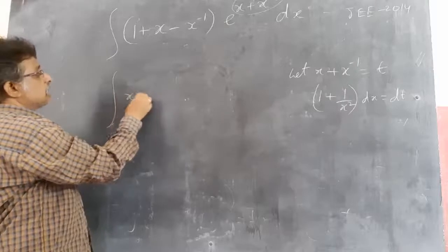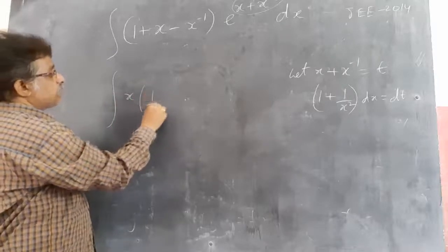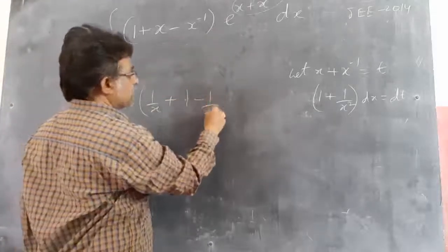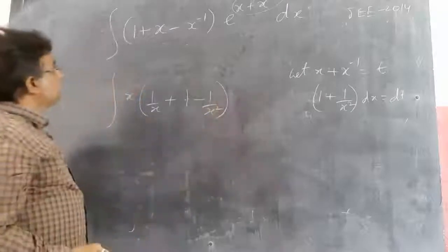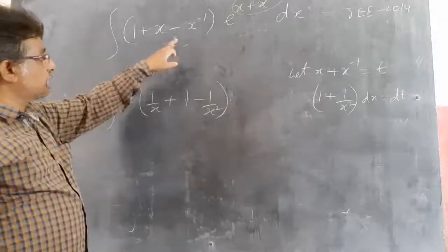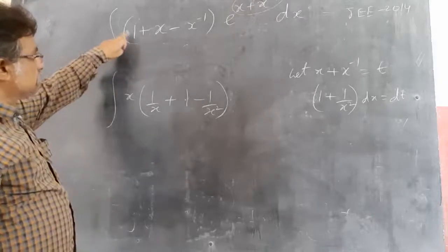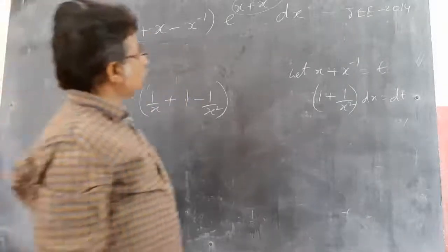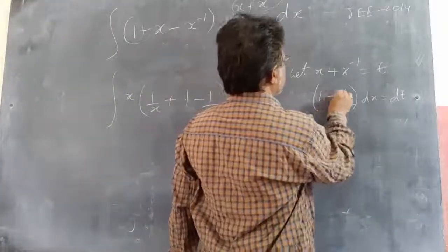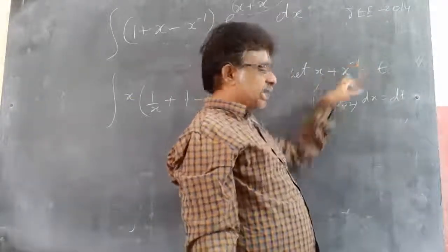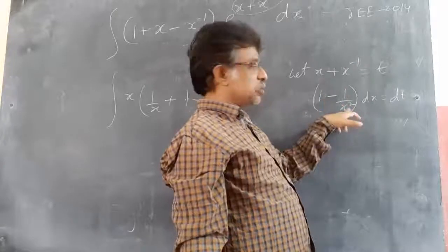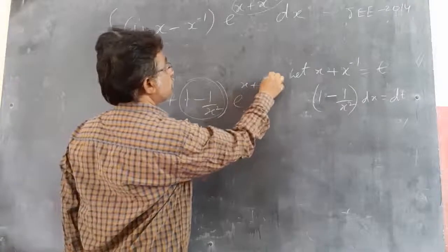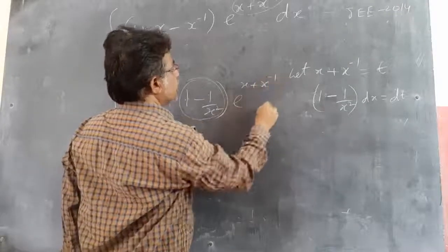Into x by x, so 1 by x plus x by x gives 1, minus 1 by x by x gives minus 1 by x square. I am doing it into x by x. So what happens? This is 1 by x, this is 1, this is minus 1 by x square: the derivative of x^(-1) is minus 1 into x^(-1-1), which is x^(-2). So I got this part properly. Now e^(x plus e^(-x)^(-1)) dx.